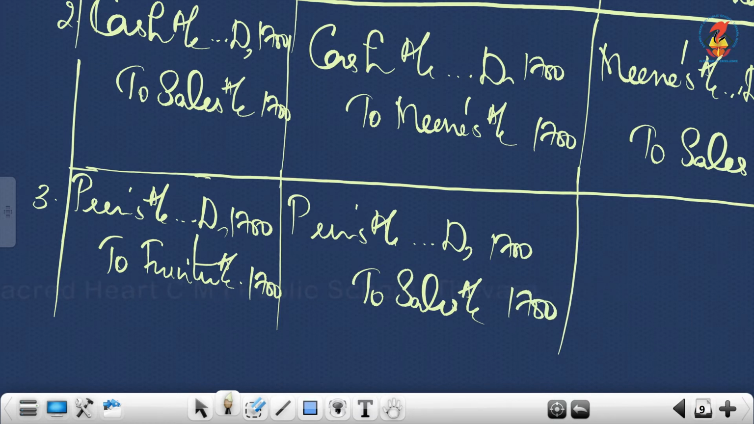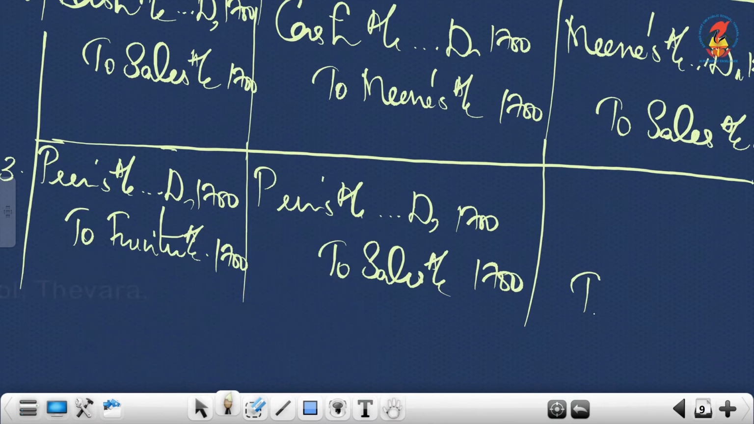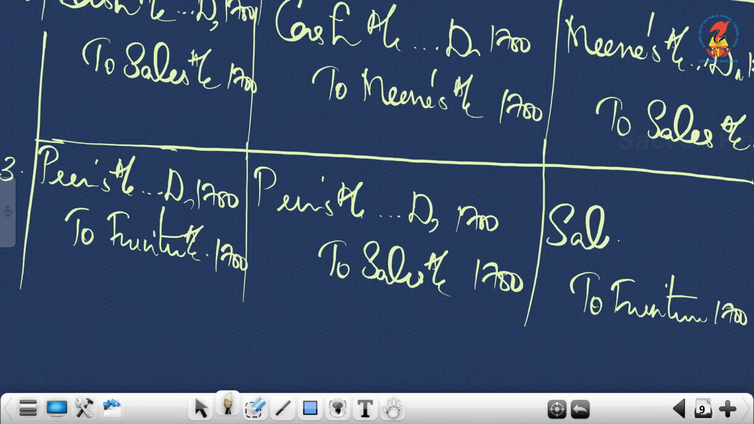So now the rectification will be Prem to be debited with 1700, that we have done correctly. Furniture to be credited, we haven't done. So we will do it now. Write to furniture 1700. Then sales was wrongly credited, so cancel it. So debit sales. Sales account we will debit with 1700.